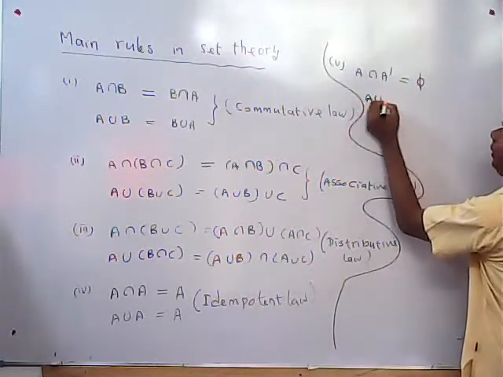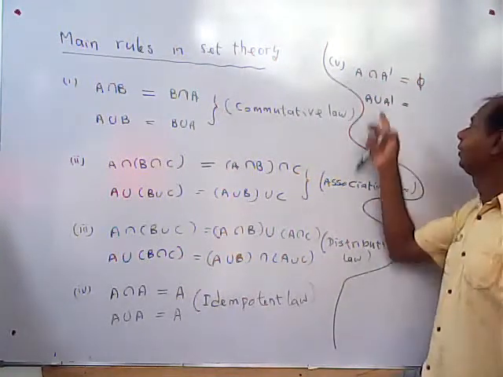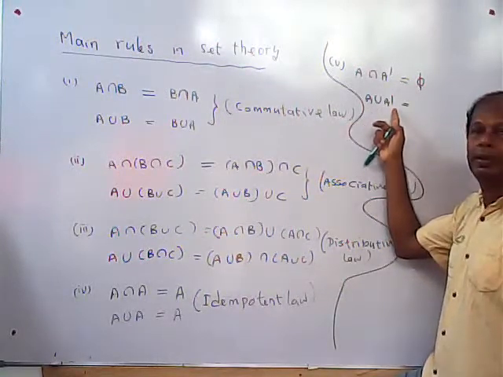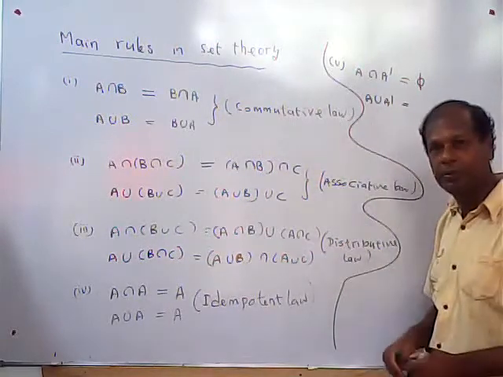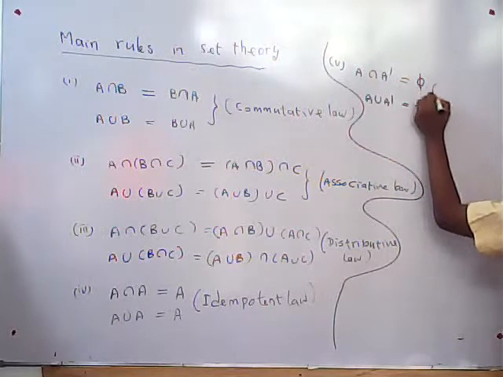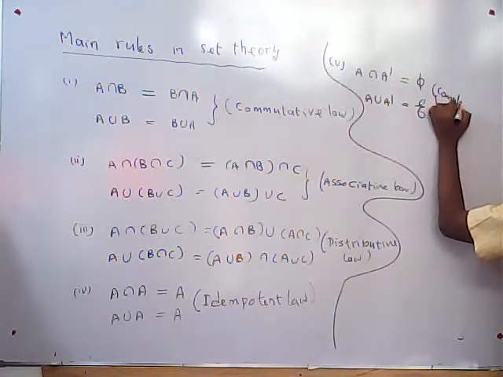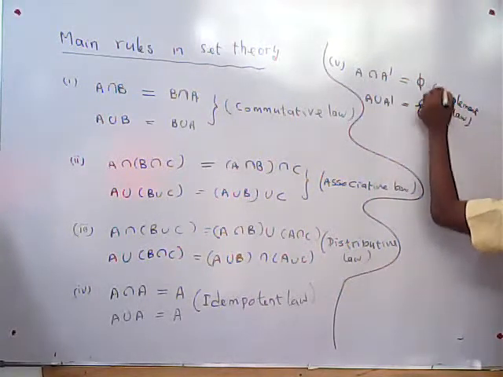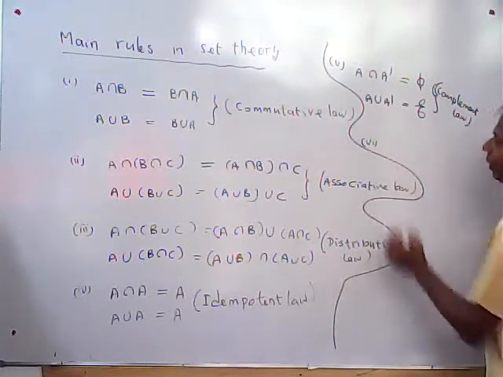A union A dash. Everything in A taken with everything not in A. So that will produce the whole universal set. So it's equal to the universal set. So this is called the complement law.